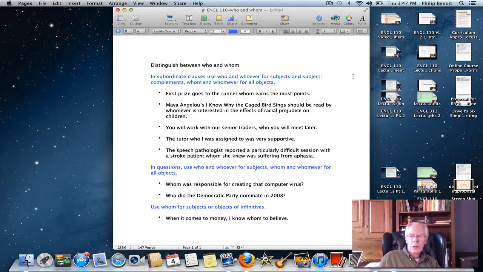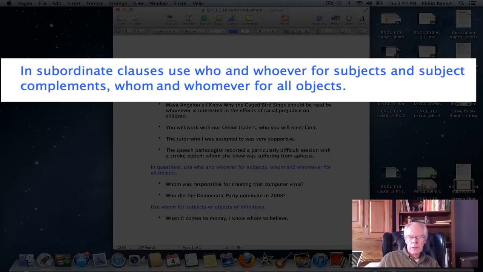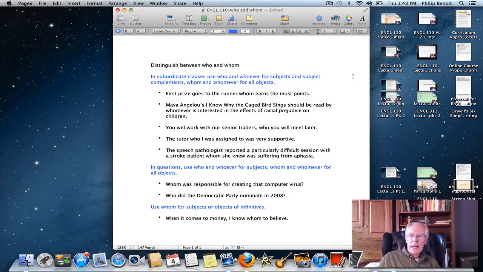Okay, so let's take some examples. First of all, let's look at the rule. It's very straightforward, in blue. It says, in subordinate clauses, use who and whoever for subjects and subject complements, whom and whomever for all objects. Very straightforward. The rule we know, we should know it well. It's in the application where we run into some problems sometimes.